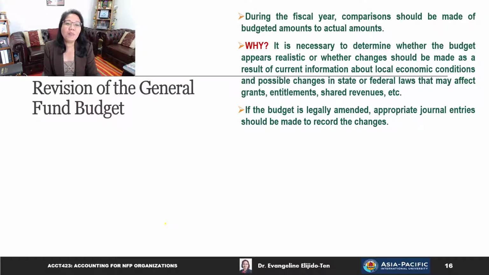So what happens if during the fiscal year comparisons have been made between budgeted and actual amounts, and we realize there are a lot of differences between the budget and the actual amount? Why is that? Perhaps it's because there have been different economic conditions that result in a possible reduction in grants from the state or federal government and the like. So there is a need to change the budget. If the budget is legally amended, then appropriate journal entries need to be made.